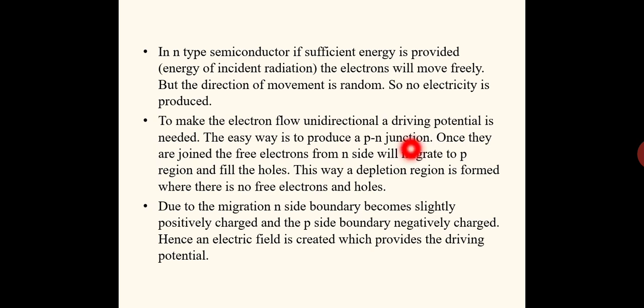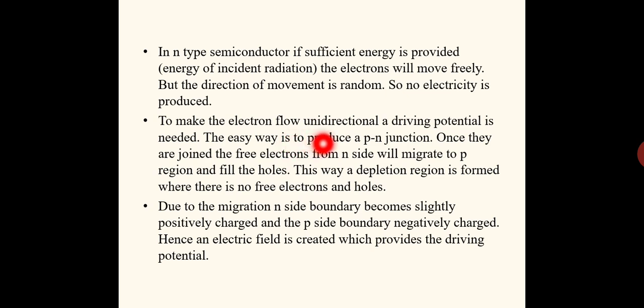But we cannot assure a unidirectional flow. The electron movement will be random. Okay, so we cannot assure a unidirectional flow. For producing current, we require a unidirectional flow of electrons. That is what we require. So no electricity is produced. Since the movement of the electrons is random, no electricity is produced.